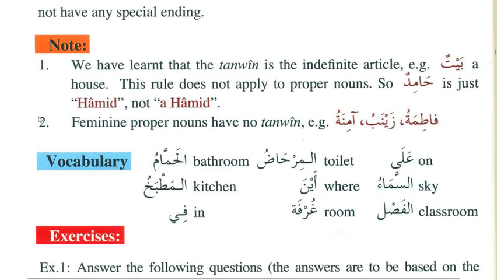Now you also learned that the normal ending of every ism in Arabic is tanween. But here you will learn that proper feminine nouns, which are also known as asma muannas alam, with them we cannot use tanween. So we use only one dhamma with them.